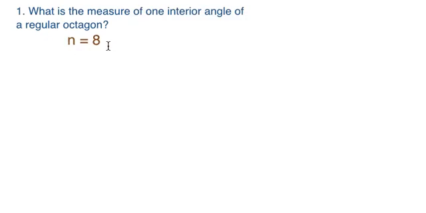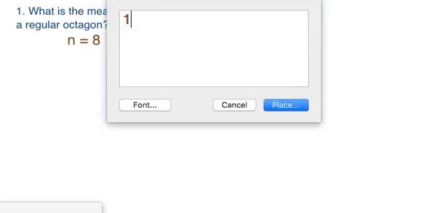And if I know that n is 8, I can just take my formula for the measure of one interior angle and plug n as 8 into that formula, right? My formula was 180 times n minus 2, all divided by n. That's your formula for one interior angle of a regular polygon. Now, if n, like we see here, is 8, then I just have to go into my formula and change all those n's to 8s.